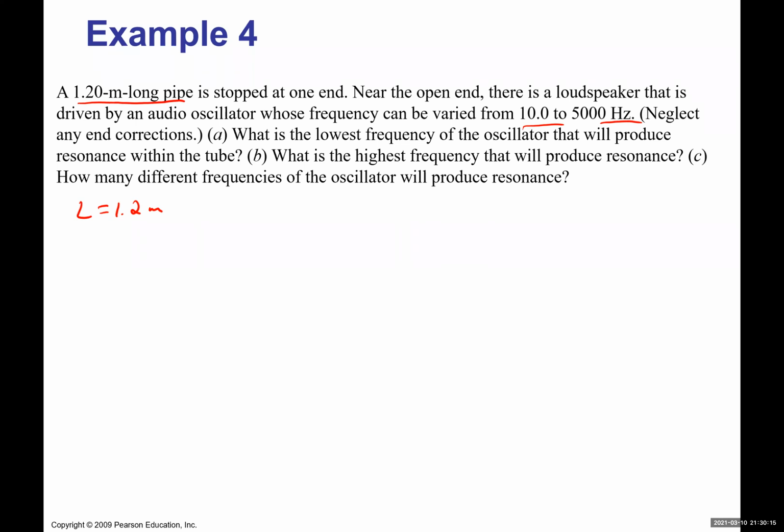To find the lowest frequency, we have this equation. f of n is equal to, since it's stopped at one end, meaning it's closed at one end, n times v over 4L. Okay, so we have this equation. The lowest frequency will be f of 1, which means 1 over 4L times v.